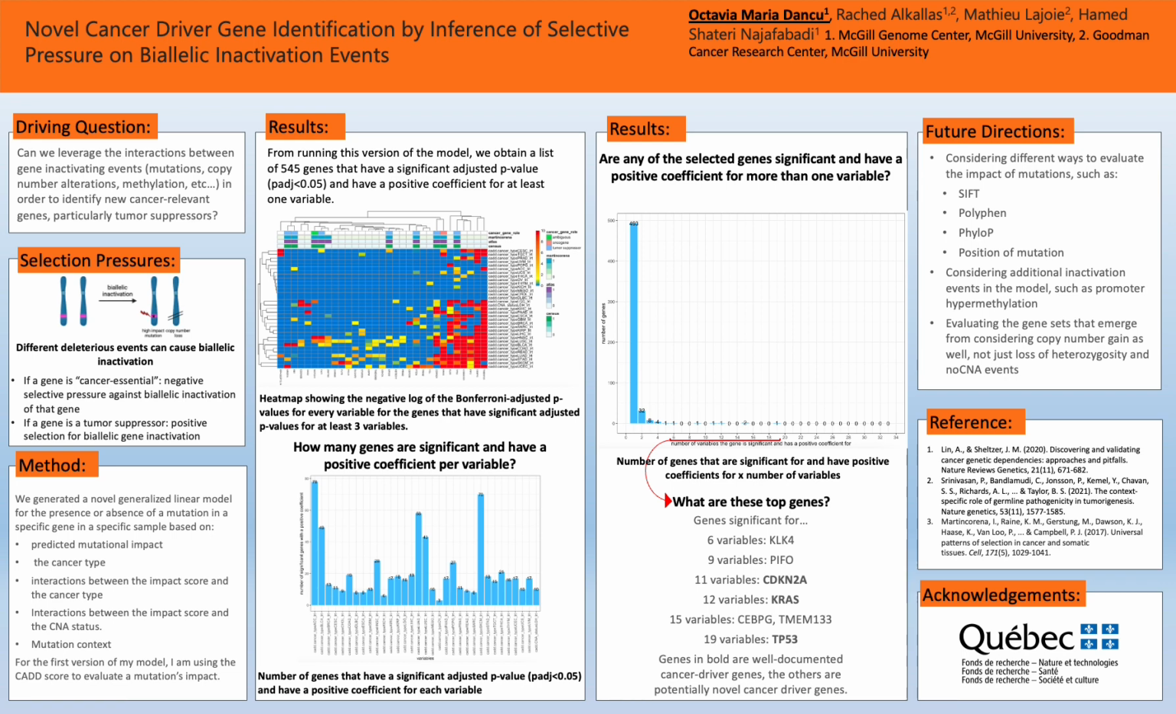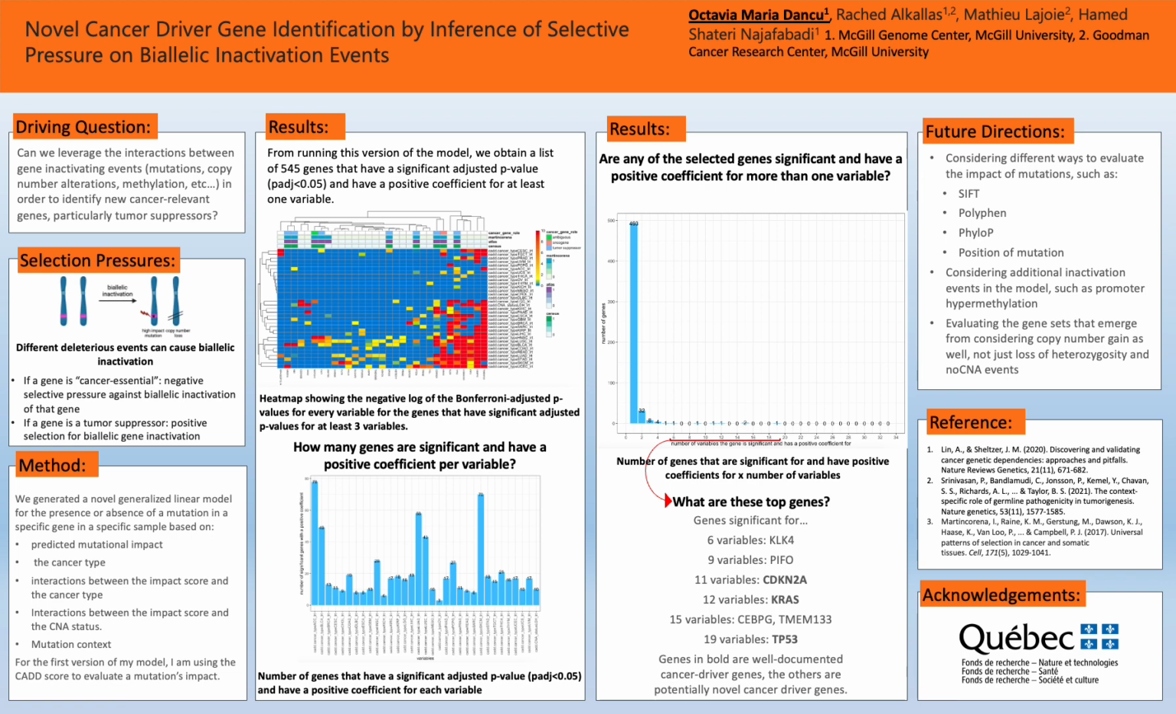The CAD score, cancer type, and interaction terms, like the interaction between the CAD score and the cancer type head and neck squamous cell cancer, as well as the CAD copy number loss interaction term. I found that there were 545 genes that have a significant adjusted p-value and have a positive coefficient for at least one variable. I generated a heat map using the negative log of the adjusted p-values for every variable for the genes that have significant adjusted p-values for at least three variables.